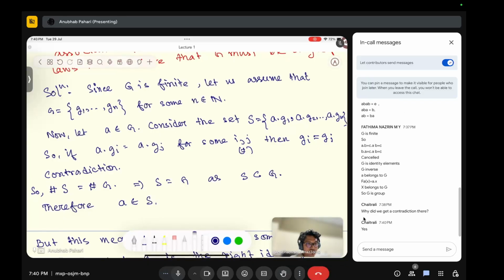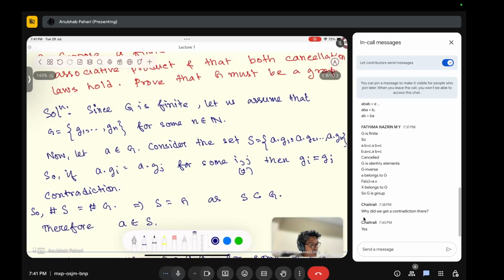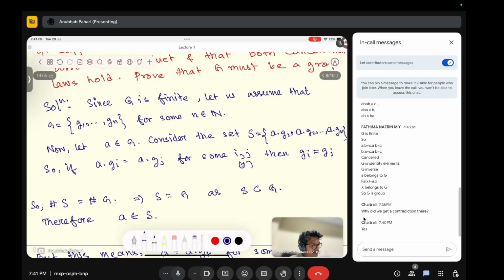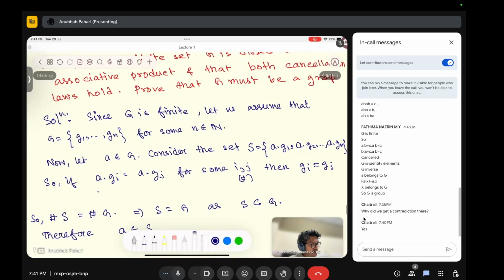Okay. By contradiction I simply meant that, I mean, it is better if I don't write contradiction. What I'm trying to say is that if this happens, then this happens. But here we have already taken G to be this, where all of the elements are distinct.